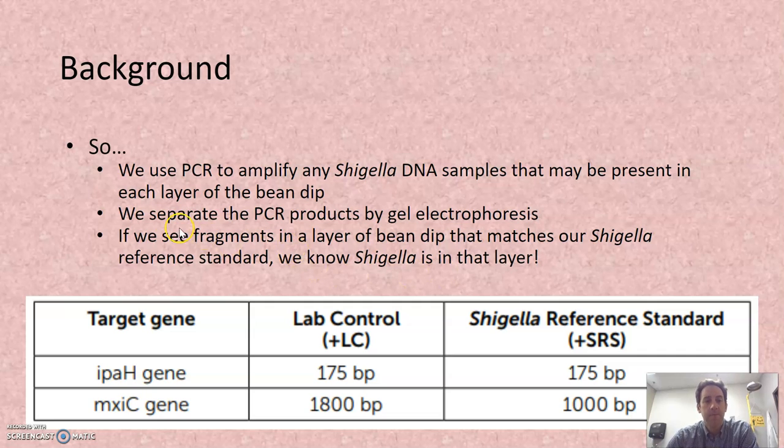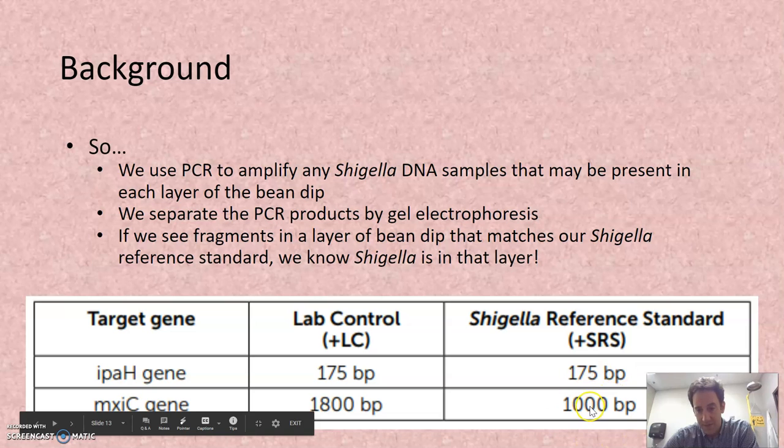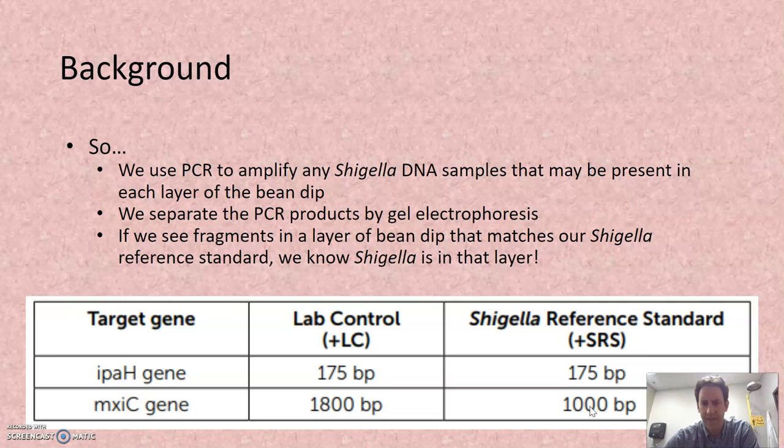2, you separate the PCR products by gel electrophoresis. And then 3, we see if fragments in a particular layer of bean dip match the fragments in that Shigella reference standard. And if the fragment sizes match, then that tells us that these fragments are in that layer of bean dip, and boom, we know Shigella is in that layer.